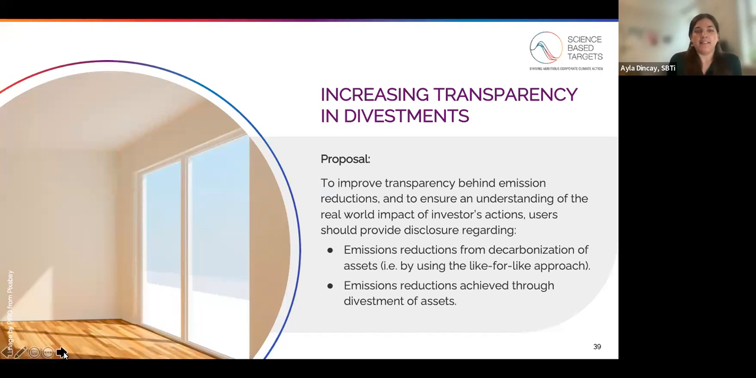As touched on previously, buildings are not only constructed and occupied, but they are also traded. And if a low-performing building is divested, it might look like a decarbonization measure in a company's accounting, even though in reality, the emissions of the building are just being transferred outside the boundary of the inventory. This is called carbon leakage. And to improve transparency behind emissions reductions and to ensure an understanding of the real-world impact of investors' actions, we are proposing users provide disclosure regarding emission reductions from decarbonization of assets, for example, by using the like-for-like approach, and emissions reductions achieved through divestments of assets.